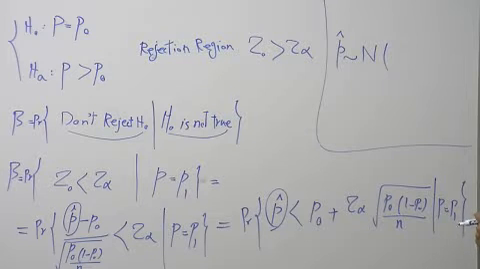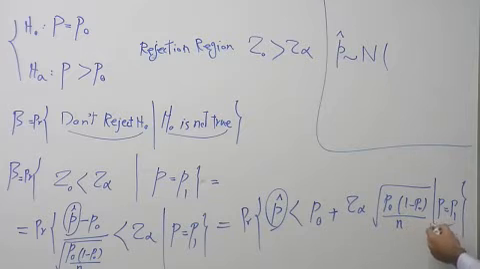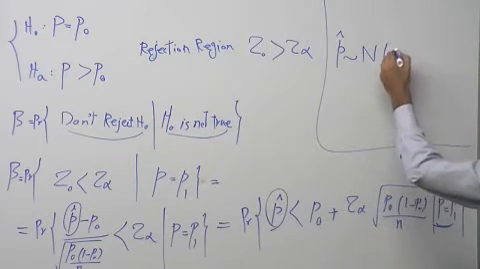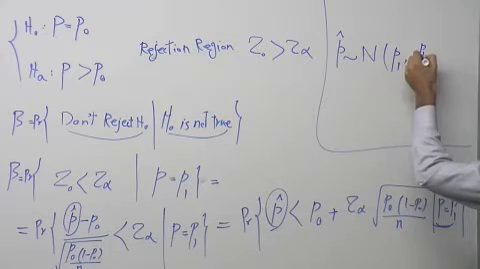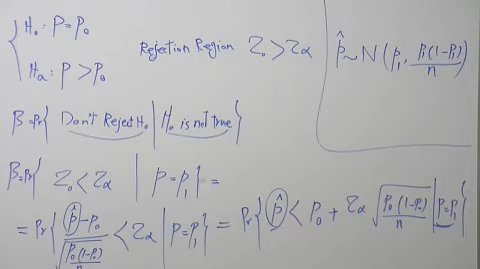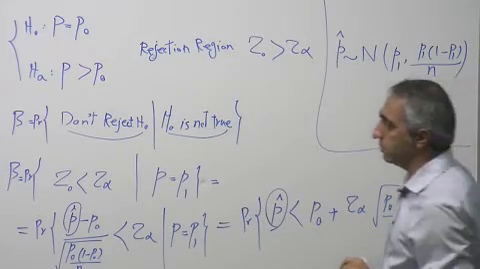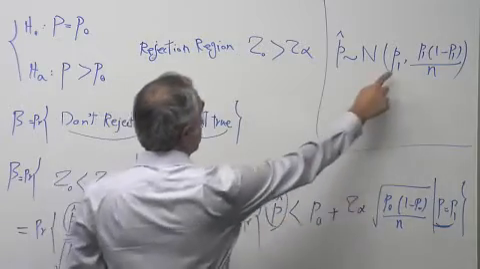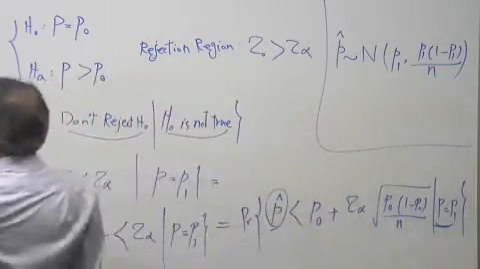Okay? No, that's not right, because we are saying P is equal to P1. Okay? This is under H alternative, not under H null. So with this mean and this variance. Does it make sense? Because P is equal to P1. So what I need to do is standardize this quantity by subtracting the mean and dividing by the standard deviation.